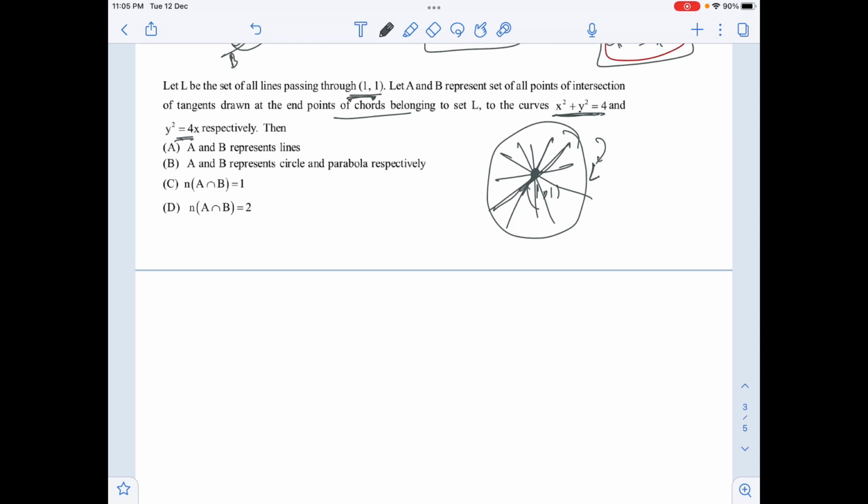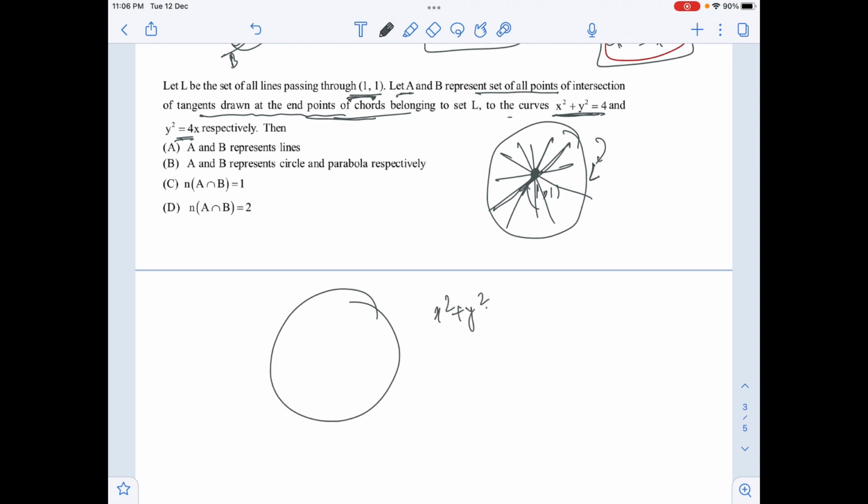So what is the question saying? A is the set of, you read one by one, A and B respectively. It means they have given two questions. A represents the set of all points of intersection of tangents drawn at the end points of chords belonging to set L.